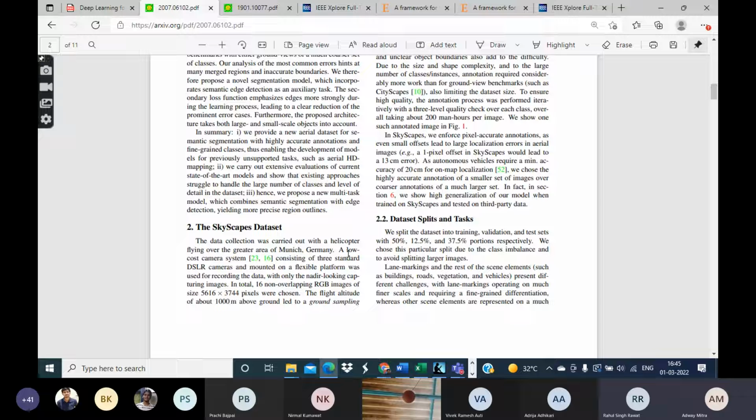Now, that is also useful because in those regions where they are capable of doing this kind of thing, it is important to do it so that, using domain adaptation, the same models can be exported to other regions. A low-cost camera system consisting of 3 standard DSLR cameras, etc. So in total, 16 non-overlapping RGB images of this size were chosen. So you can see how high resolution it is. Every image has about 5,000 by 3,000 pixels.